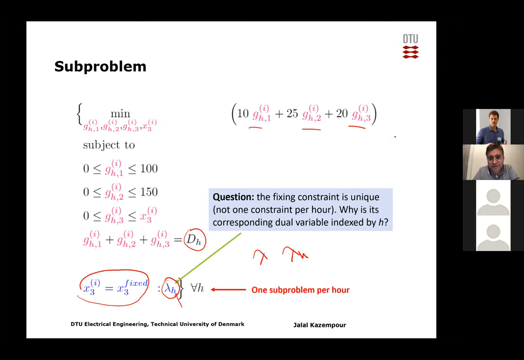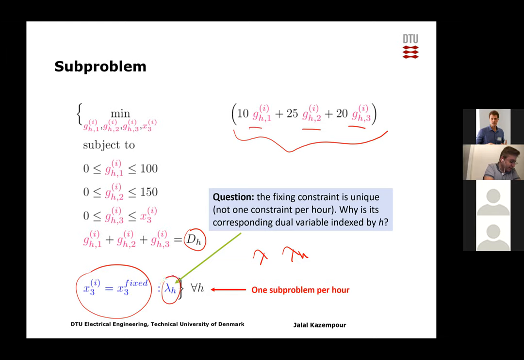Remember, please, recall the definition of dual variable. It's the sensitivity of objective function with respect to any perturbation in the corresponding constraint, right? So yes, of course, the corresponding constraint is unique, but the objective function is not unique. Objective function is hour dependent. So this is why the corresponding sensitivity or dual variable is hour dependent. Does it make sense? Yes, very good.